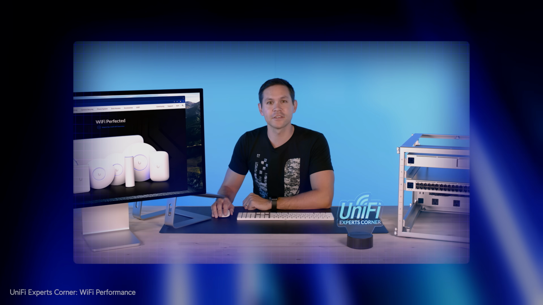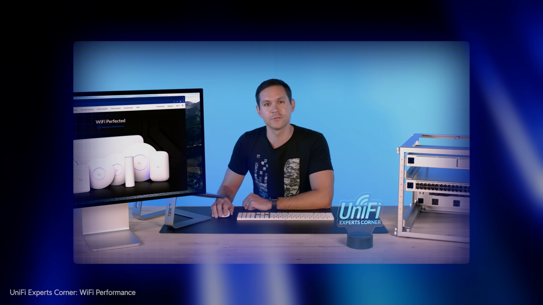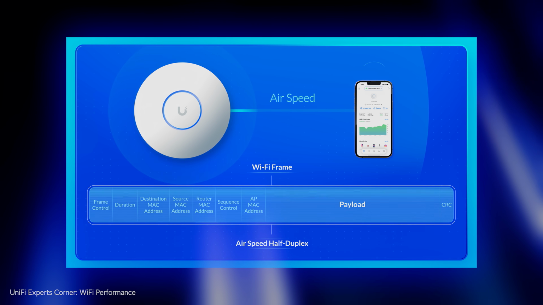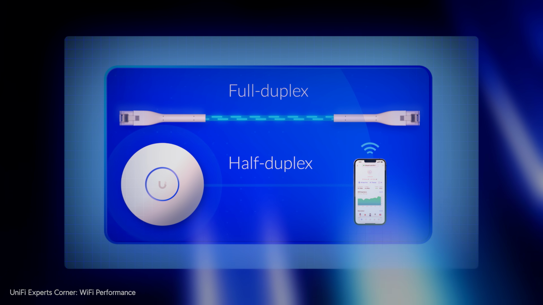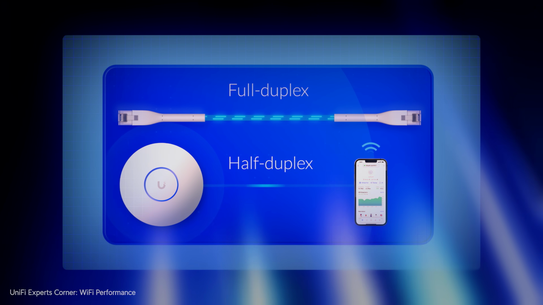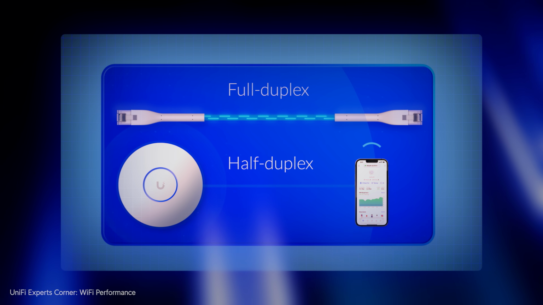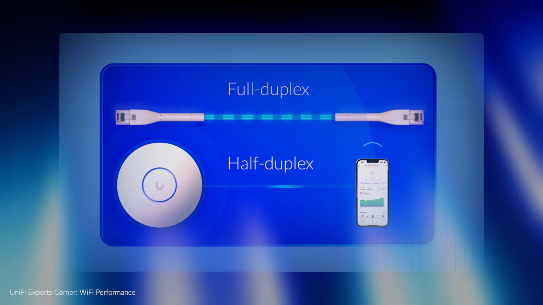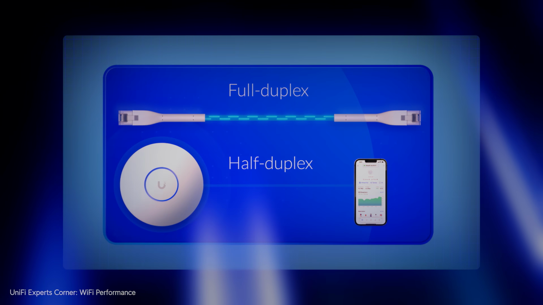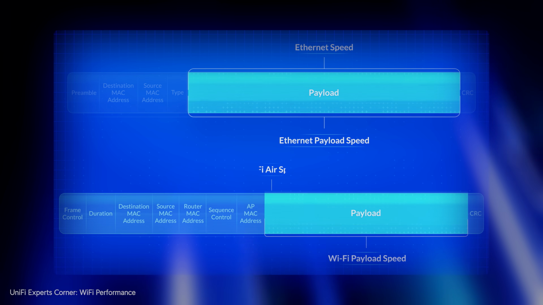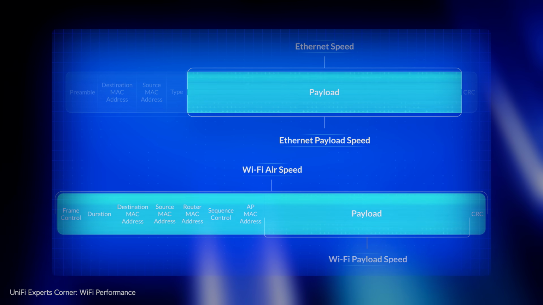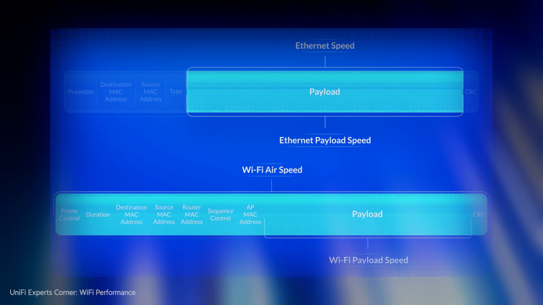Let's recap our first Wi-Fi performance experts corner where we talked about advertised Wi-Fi airspeed versus real-world Wi-Fi speed and why they're so drastically different. Compared to wired full-duplex Ethernet, Wi-Fi is half-duplex in nature, meaning it cannot send and receive data simultaneously. So advertised Wi-Fi airspeed is shared by uplink and downlink activity. And while wired Ethernet is specified in terms of payload speed, Wi-Fi airspeed includes protocol overhead that can account for nearly 50% of the total transmission.